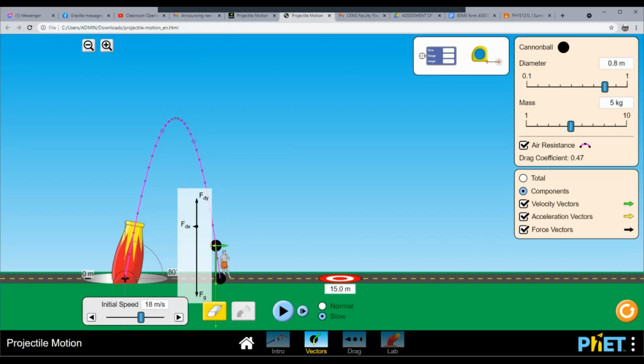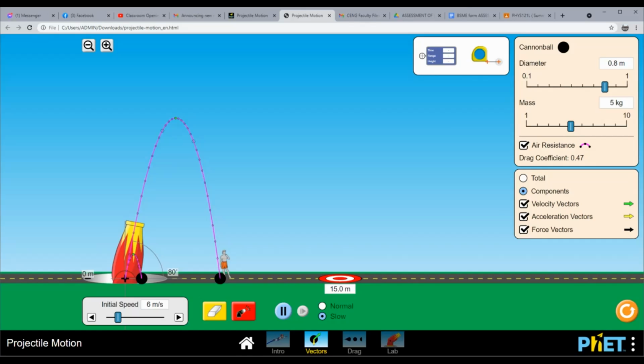Sige, baguhin natin para mas ma-appreciate nyo. Tingnan natin. Baguhin ulit natin, ipaliitin naman natin yung initial speed. Gawin natin 60 meters. Tapusin muna natin tong sangka. Okay. Try natin tong very slowly. Okay. So what do you notice? Anyone? What do you notice? Sa components po, ma'am.